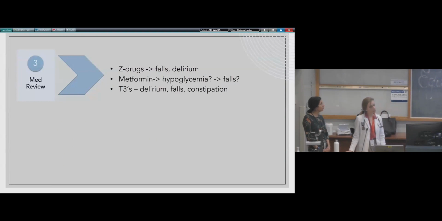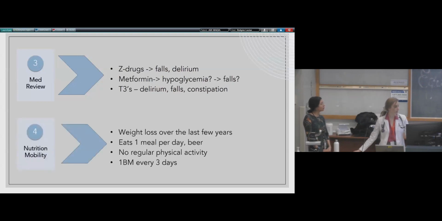Looking at her medication, she takes zopiclone, which we know has risks of falls and delirium. Her HbA1c was only 5.7, but she's still on metformin, which could lead to falls and hypoglycemia. And then she's taking Tylenol 3s, which can also lead to constipation, increased delirium risk, and falls risk. She's had some weight loss over the last few years, and she's really only eating 1 meal per day. Otherwise, she'll drink beer, and she's just not that hungry. She doesn't do any regular physical activity, and she's only having a bowel movement every 3 days on average.